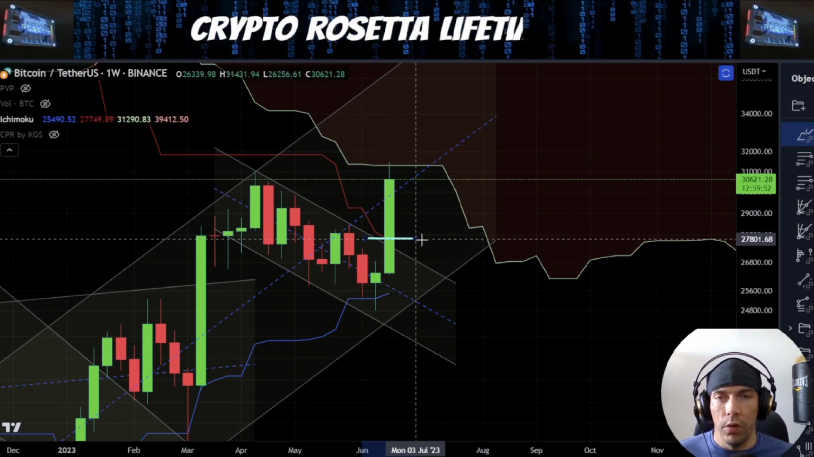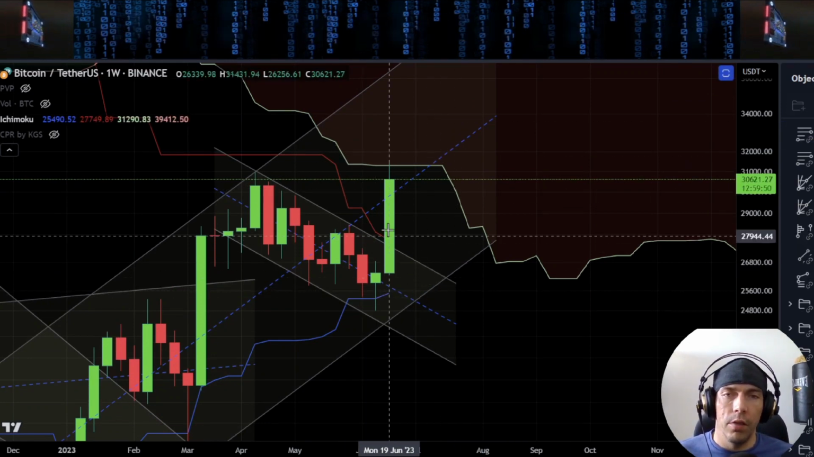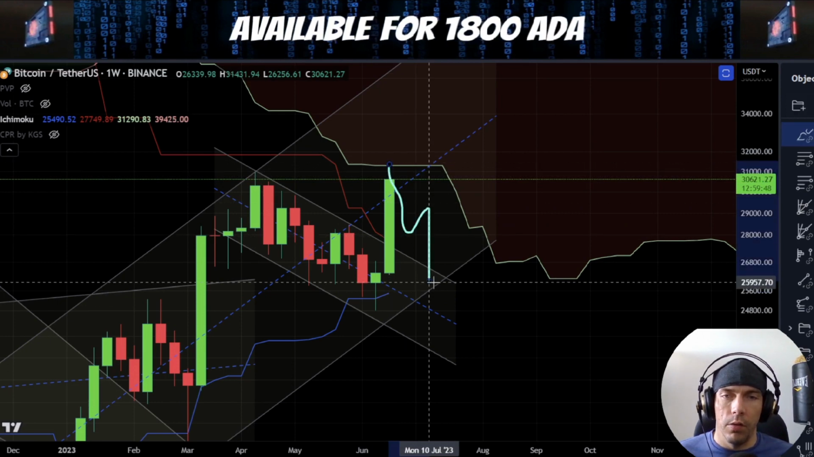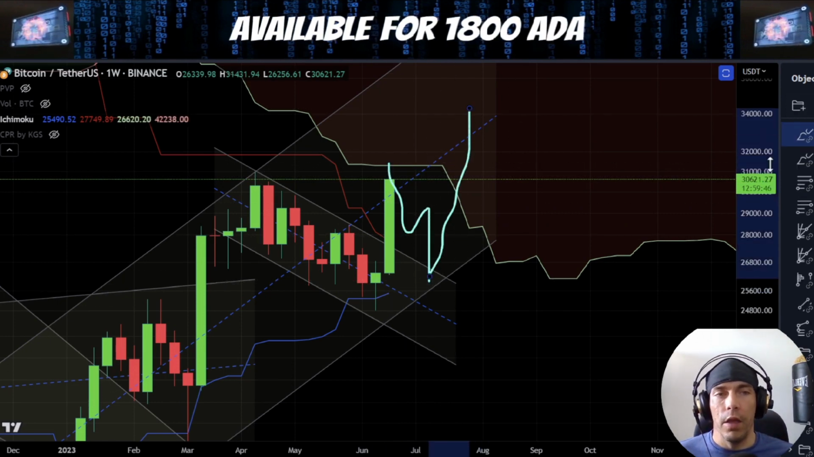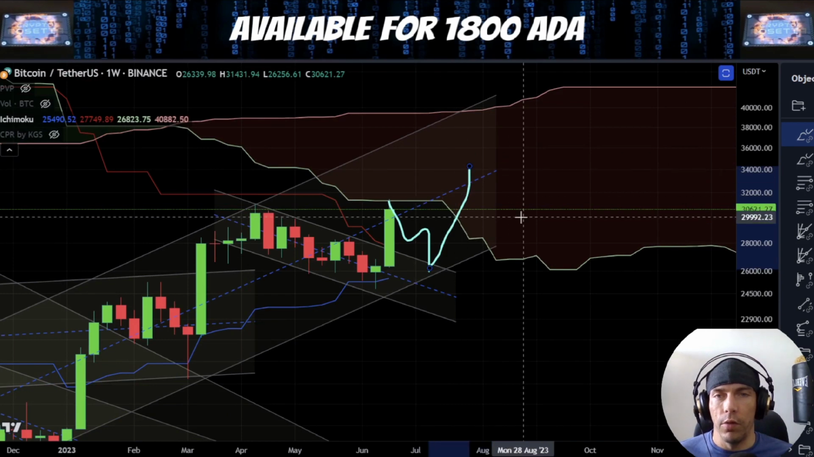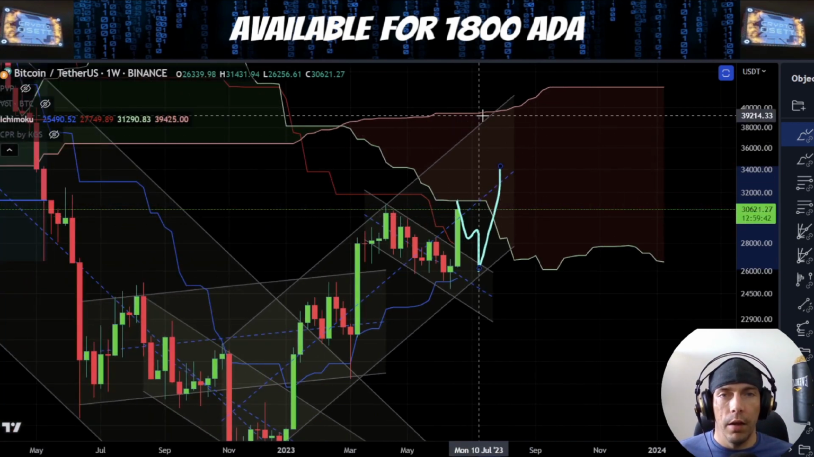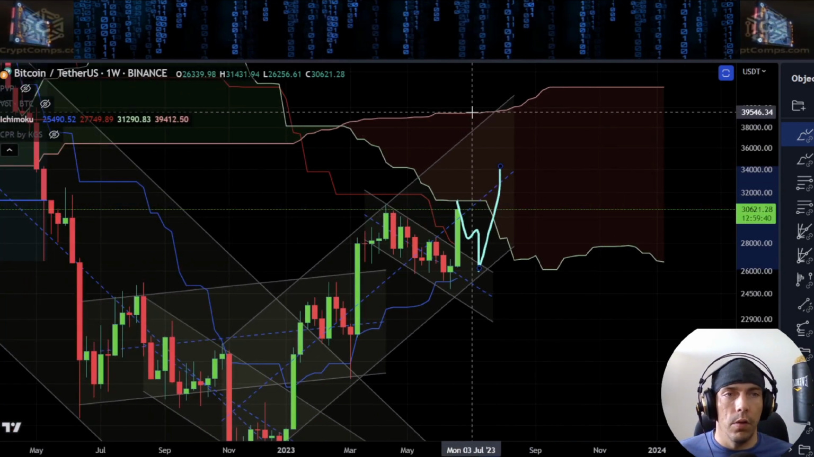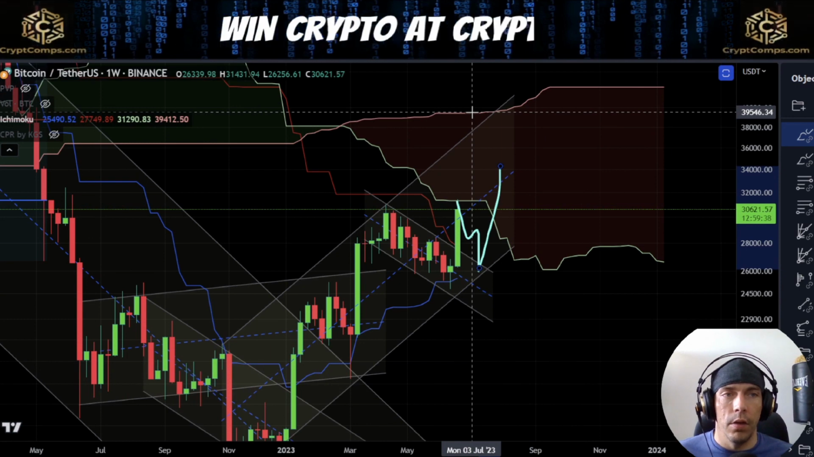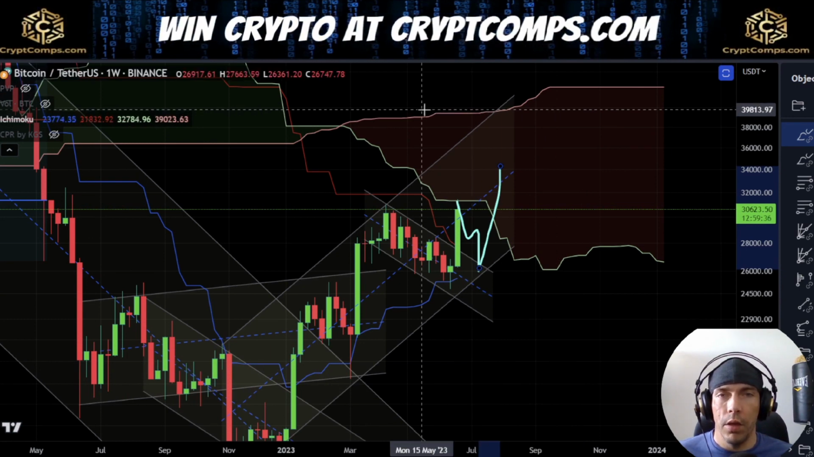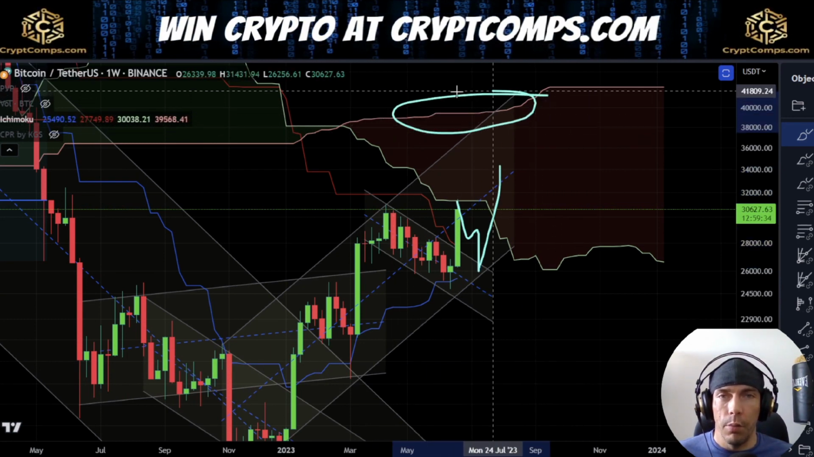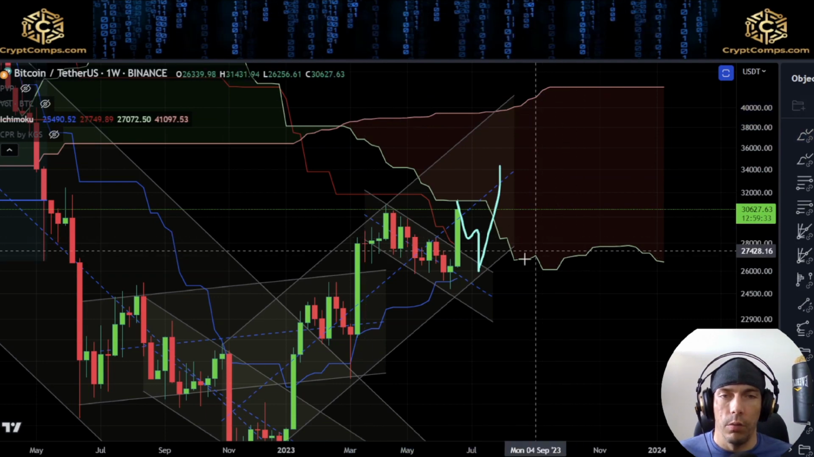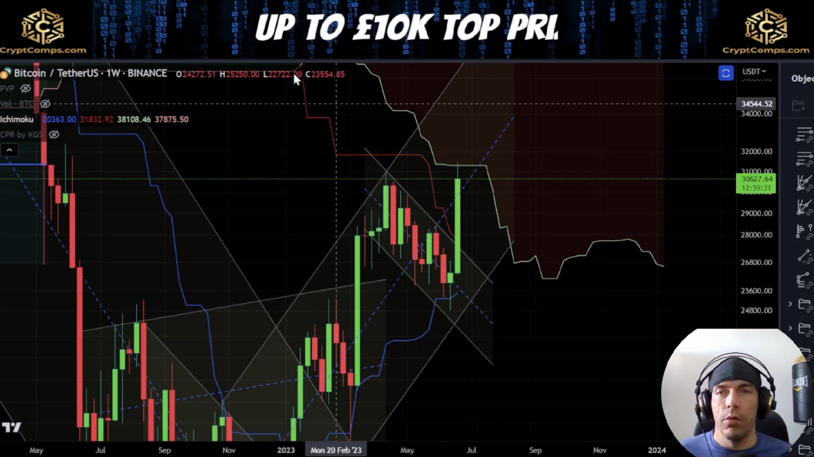If we manage to hold this baseline and this conversion line, this would be a good sign. This would potentially mean that we're going to actually move into the cloud and look to interact with some higher levels here. Top of the cloud is currently sitting towards this zone of this 39,546. So I'd be interested to see if we do actually push up into these zones, how we react off those levels. Alternatively, we could start to fall away.